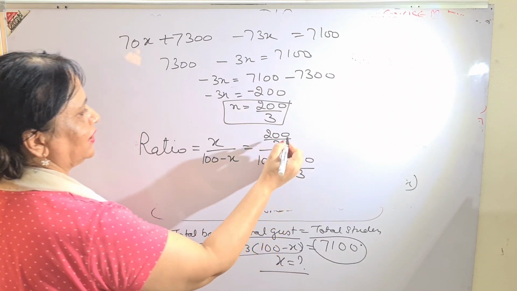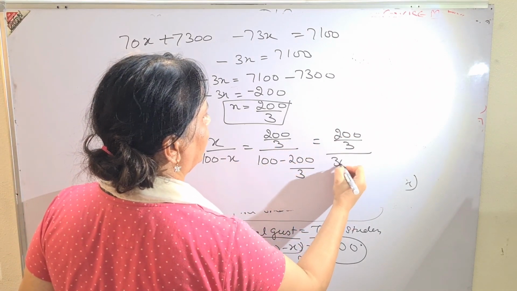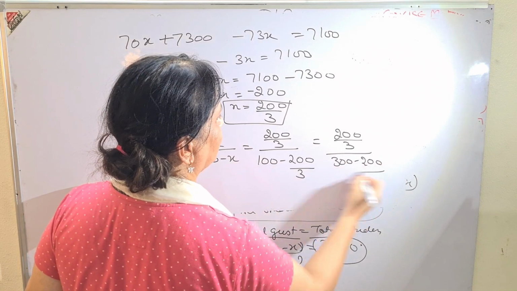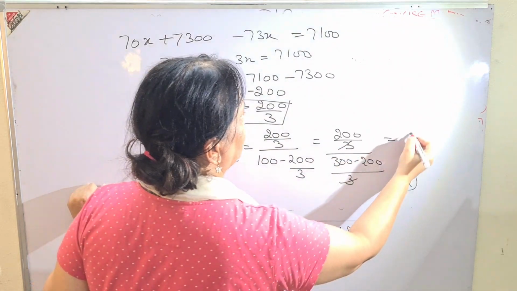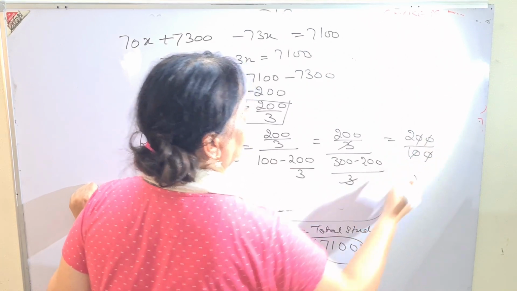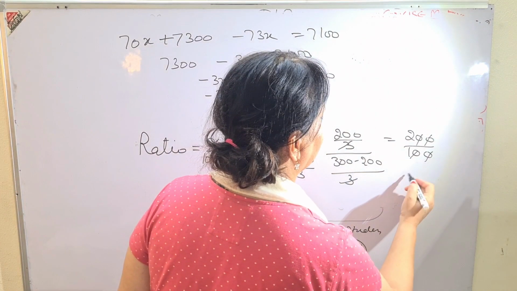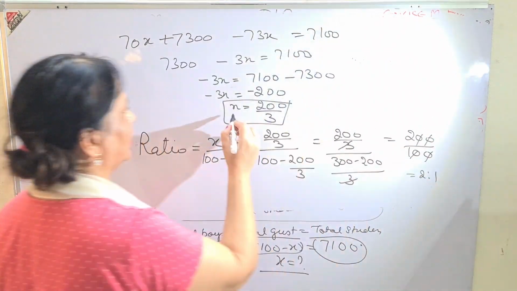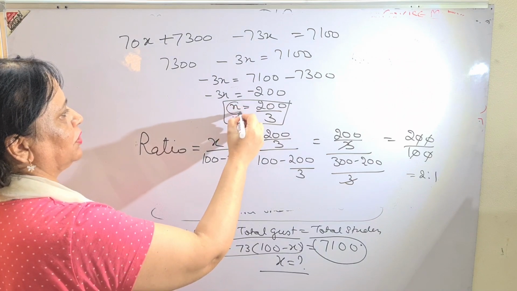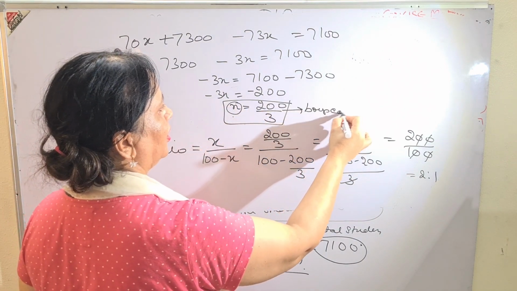See children, very simple. 200 upon 3 over 300 minus 200 upon 3. 3 cancels. 200 upon 100, or your ratio will be very, very clear, 2:1. Just remember one thing more, that you have got x in the fraction, and x you have supposed to be boys, and boys cannot be in fraction.